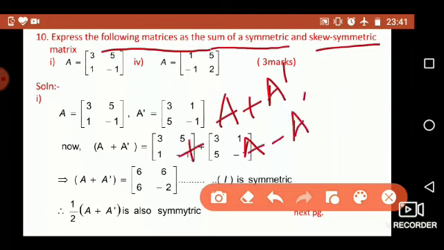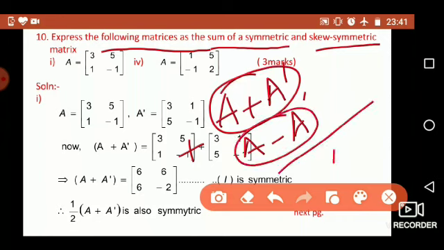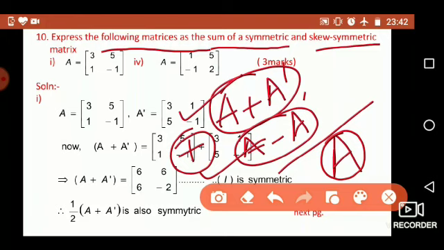The addition of these two matrices always gives the matrix A. We have to show this. In this problem, we are going to do three steps. First, we find A plus A dash, which is symmetric. Then let me find A minus A dash, which is skew symmetric. The addition of these two matrices always gives matrix A. Means we have to find first A plus A dash, then A minus A dash, then show that the addition of these two matrices gives again the matrix A.